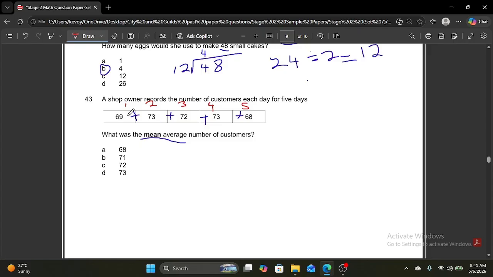So first things first, let's quickly add everything right there. So we have 69 plus 73 plus 72 plus 73 again plus 68. That's equal to 355, and we'll just divide by 5. So 355 divided by 5.